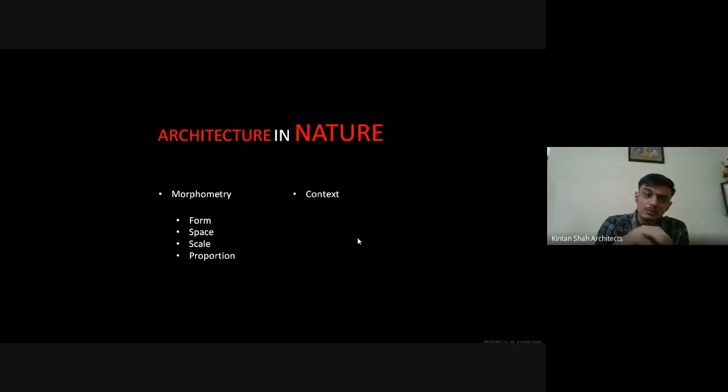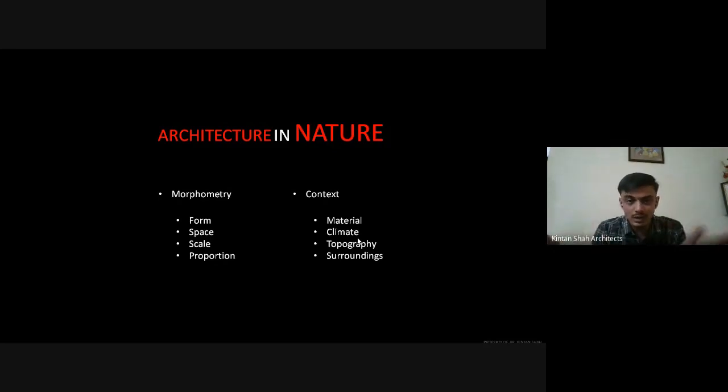Right? And that can be later on translated into our understanding of anthropometry, that is essentially about human beings, right? And when we talk about context, we are talking about the availability of materials, the kind of climate that we see in that particular region, the topography, the surroundings that is there, and you respond to those things. So basically it is morphometry and context that defines the architecture that we find in nature.